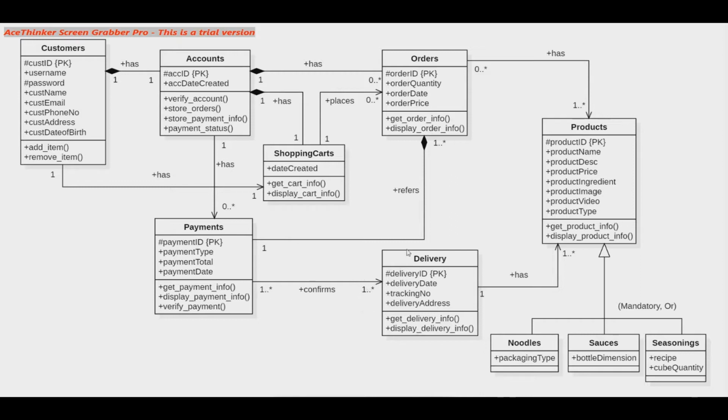For example, the delivery has product details to identify what kind of products will be delivered, either just one item or more than that. The product chosen by the customers can be noodles or sauces or seasonings, but they must choose either one of it.